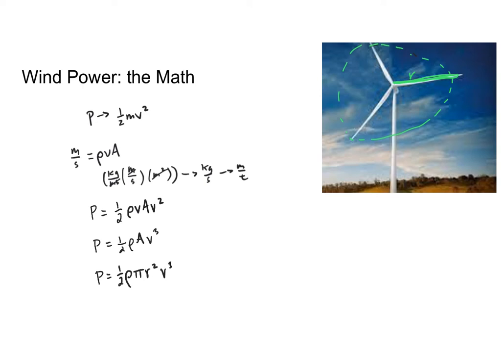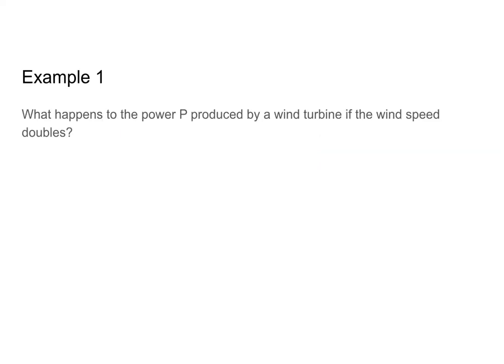And let me go ahead and take a moment to just label everything in my equation. So again, rho is my air density, R is going to be the blade length, and V is my wind speed. Thus giving me the power generated by my wind turbine. So moving forward, let's go ahead and look at a theoretical question.